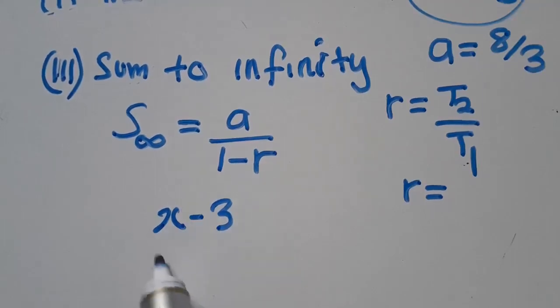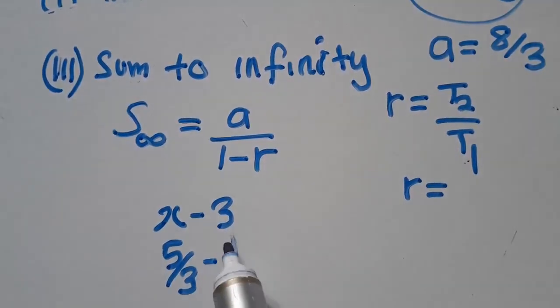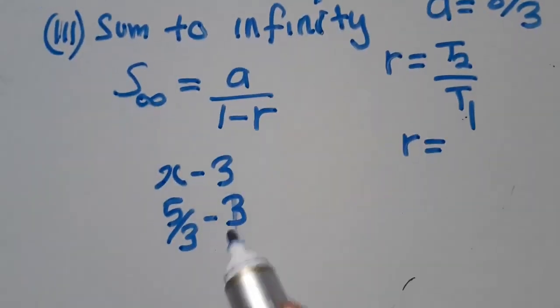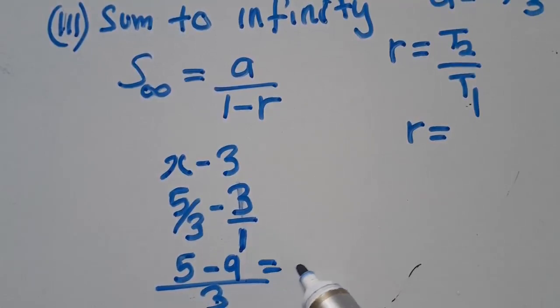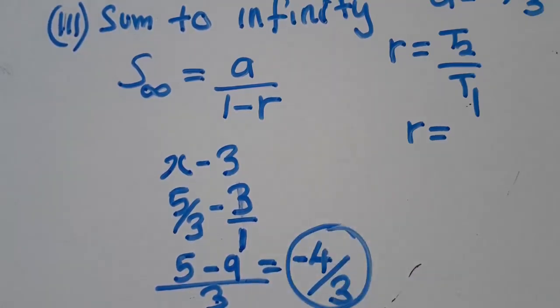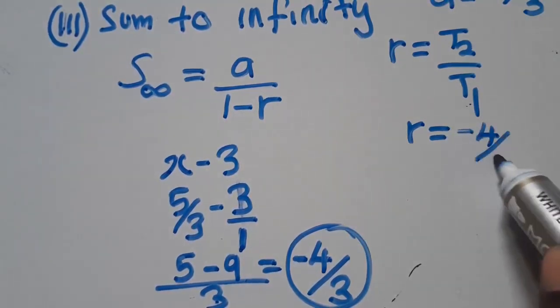X we know is 5 over 3 minus 3. What answer are we getting? Common denominator, it is 3. 3 into 3, 1 times 5 is 5, minus 1 into 3, 3. 3 times 3, 9, which is equal to negative 4 over 3. This is the second term. So I put it there, negative 4 over 3.